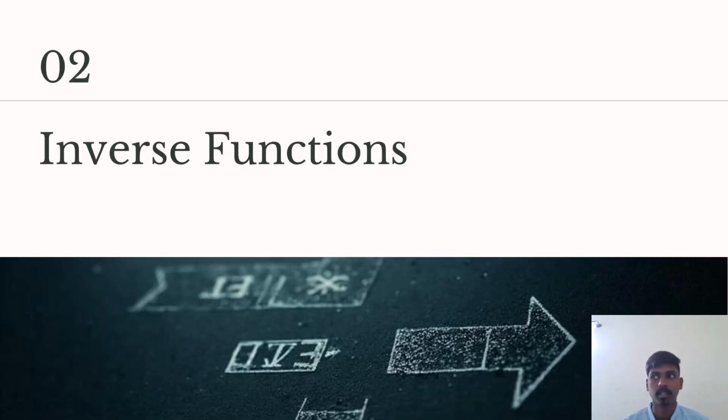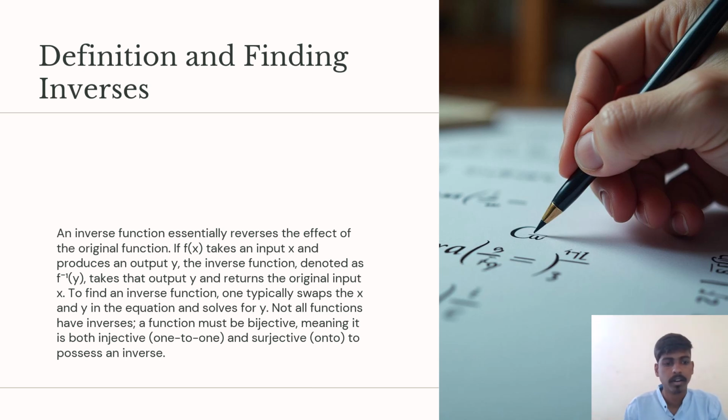The second one is inverse functions. Definition and finding the inverse. An inverse function essentially reverses the effect of the original function. If f(x) takes an input x and produces an output y, the inverse function, denoted f⁻¹(y), takes the output y and returns the original input x.